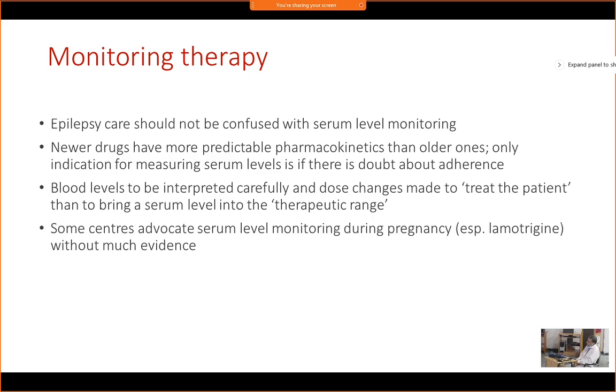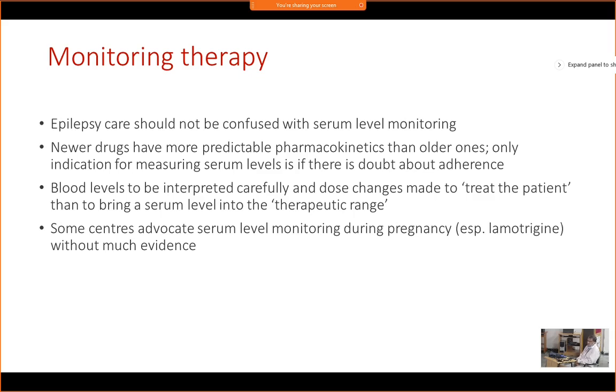If the person is controlled well with a drug or two drugs without any events, no side effects, let it continue. Newer drugs have more unpredictable pharmacokinetics than the older ones. The only indication for measuring serum level is if there is a doubt about the adherence. You are thinking the person is taking the medication and at the same time you are finding that there are seizures. He tells you, promises that he has taken the drug. Then under those circumstances, if you have a suspicion, you may have to go for a drug blood testing. Blood levels should be interpreted carefully and changes made to treat the patient rather than to bring down the level of the drug in the blood.